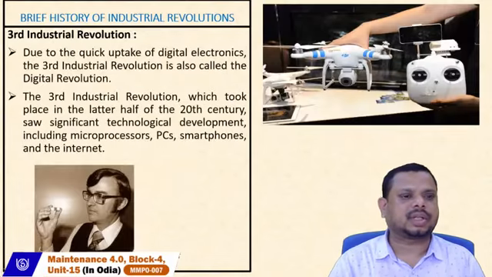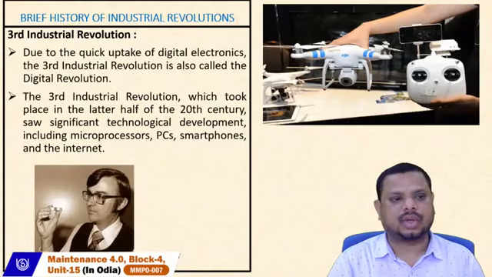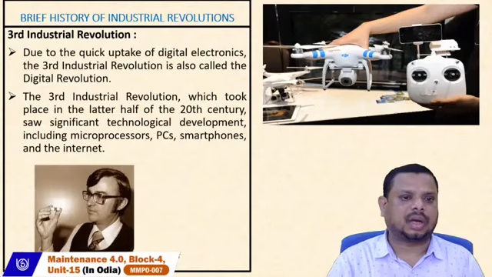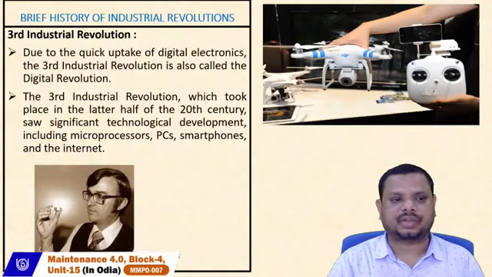The next one is the third industrial revolution. Due to the quick uptake of digital electronics, smartphones, drones, cameras, laptops, and desktops were introduced in this particular phase, and this phase is known as the digital revolution phase.